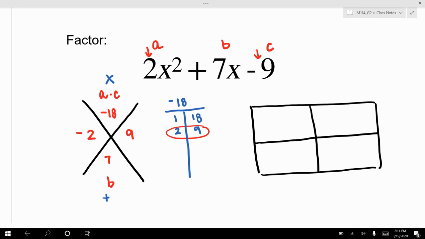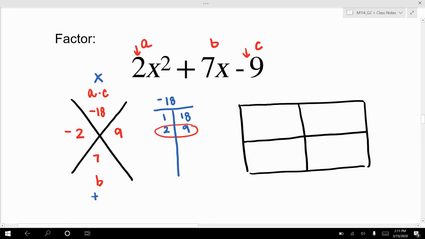Okay, so let's recap our X. At the top of the X, we're multiplying A times C. At the bottom, we place the B coefficient right here. The left and the right are the two factors that when you multiply them together, it gives us negative 18. And when you add them together, it gives us 7. And these are the two factors that are going to work. All right, we've got our X complete. Now we need to fill out our box.